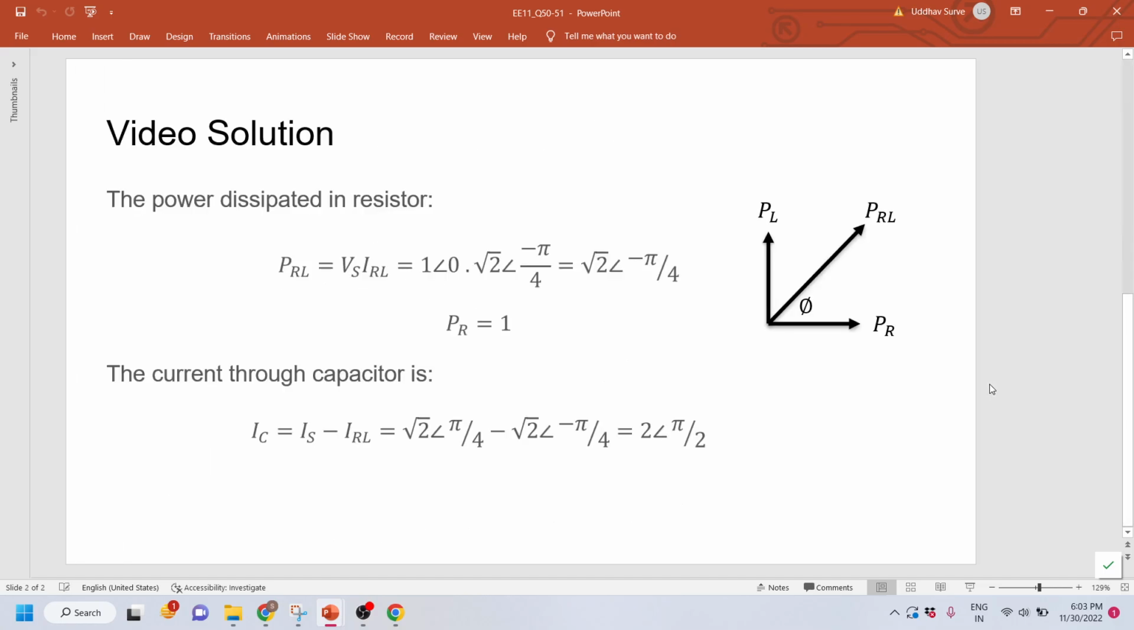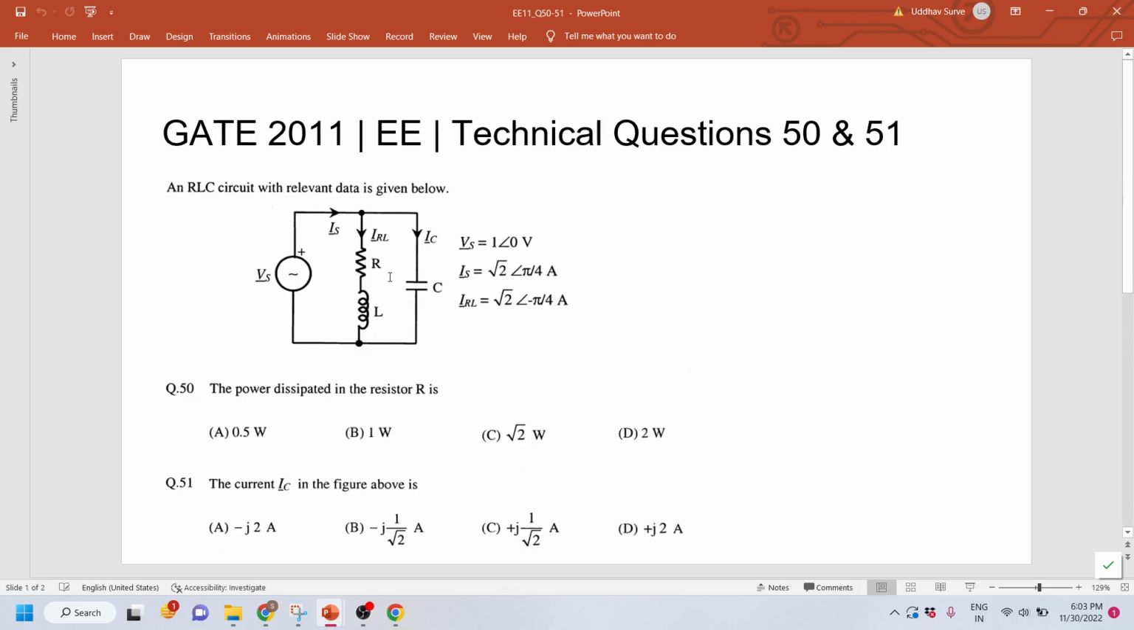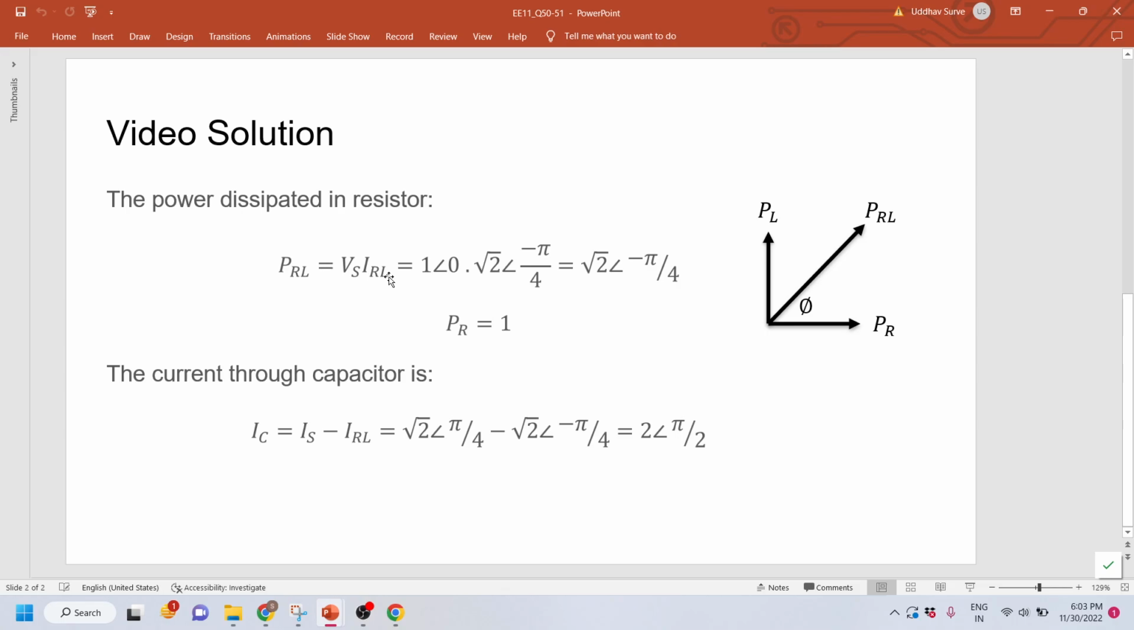So for the power dissipated in the resistor, you just have to make the vectorial diagram of the power. As power is calculated by Vs into IRL. As Vs is in parallel with the RL branch, so Vs into IRL, which is given. So 1 angle 0 into root 2 angle of minus pi by 4, which gives root 2 at an angle minus 45 degrees. And if you take the projection of that, PRL into cos phi, which is cos of minus pi by 4, which is 1 by root 2. So both will get cancelled, and the power through the resistance in that RL branch is 1 watt.